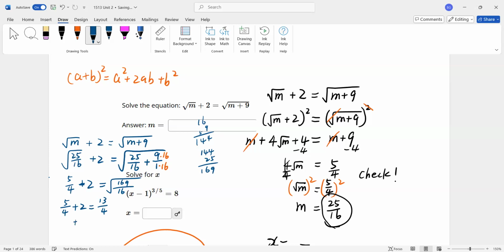And the 2 here can be written as, sorry, we need a 4. My bad. So 2 here can be written as 8 over 4, all right? Because 8 over 4 is 2. And then add 5 over 4 is 13 over 4. So the answer we got, the proposed solution, 25 over 16, satisfies the original equation. So 25 over 16 is an actual solution of the equation.